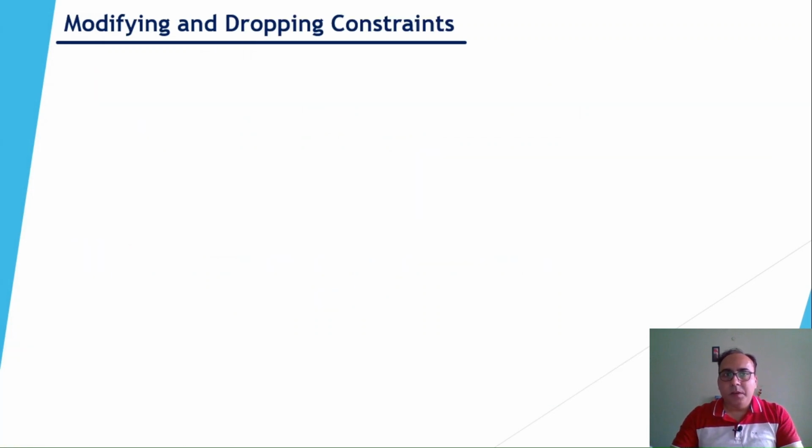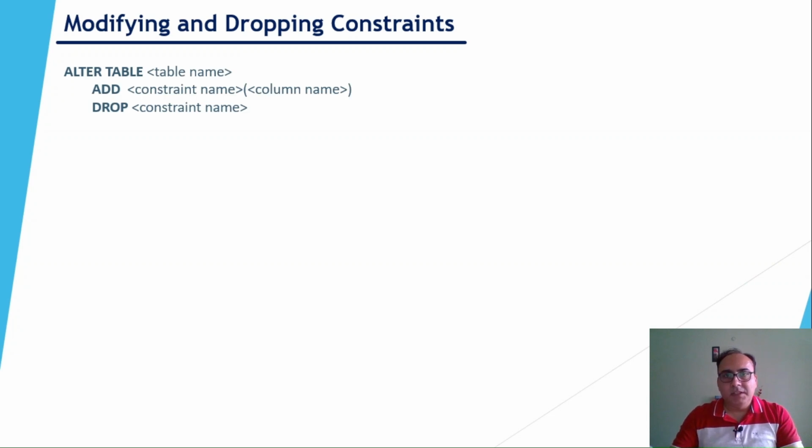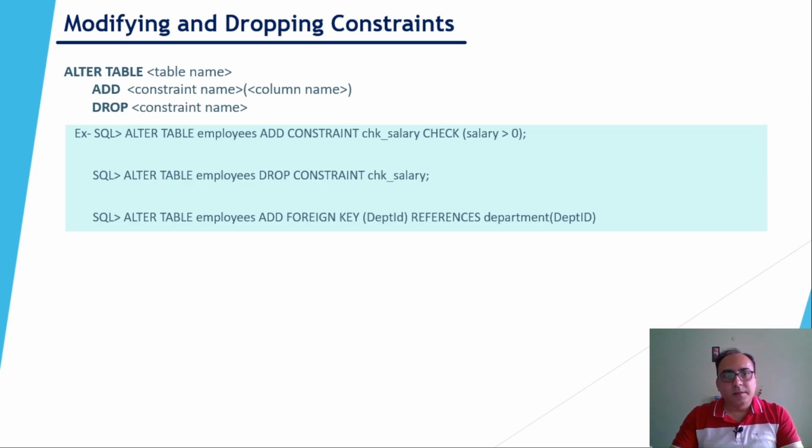Now let's see how we can modify and drop constraints. We have this statement: alter table, then we specify the table name, add constraint name if we want to add the constraint, then the column name on which we want to make this constraint, and then drop constraint name. So this is the syntax of modifying and dropping constraints. Let's look at some examples.